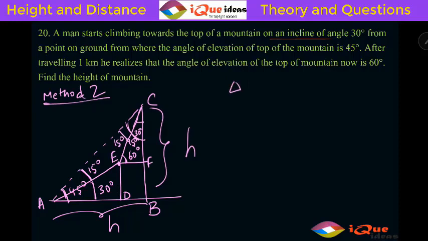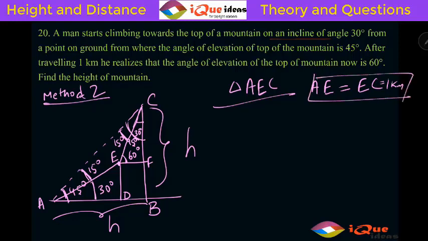Now look at the triangle AEC. In the triangle AEC, you can see that this angle is 15 degrees, and this angle is also 15 degrees. So side AE will be equal to side EC. And we already have AE equal to 1 kilometer, so EC is also 1 kilometer. Right? This is very interesting. So this length EC will also be 1 kilometer.